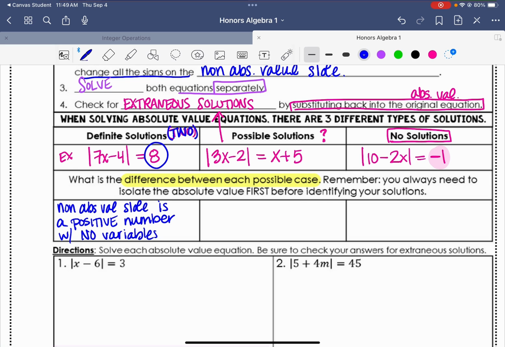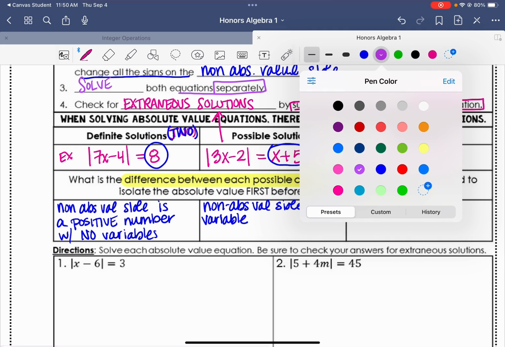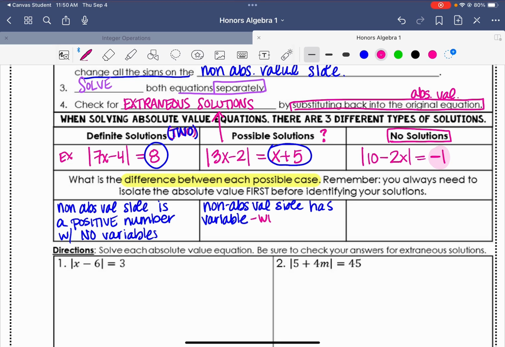To get this one in the middle where it's possible solutions, the non-absolute value side, that's this side here, has a variable in it. So that means that we definitely need to check.